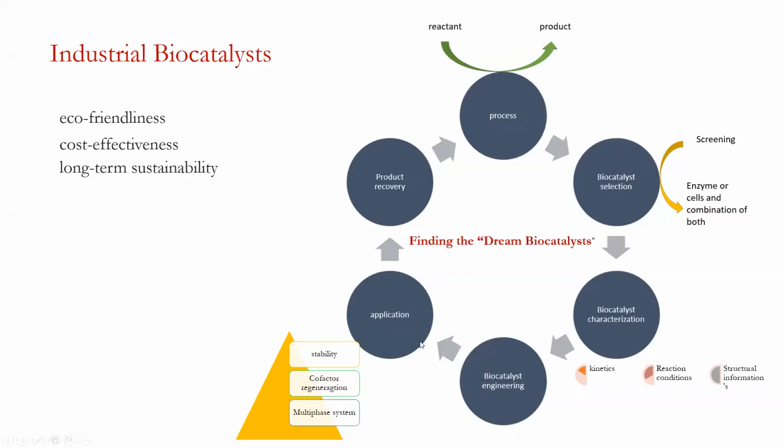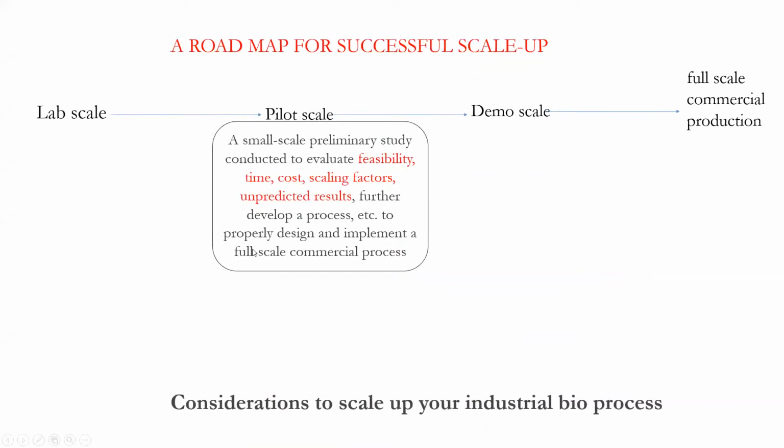As you know, in the chemical process there is a higher reaction rate, but a lot of waste is generated in the chemical process, with the chemical catalyst. So, what is a roadmap for a successful scale-up when you are working at industrial scale?